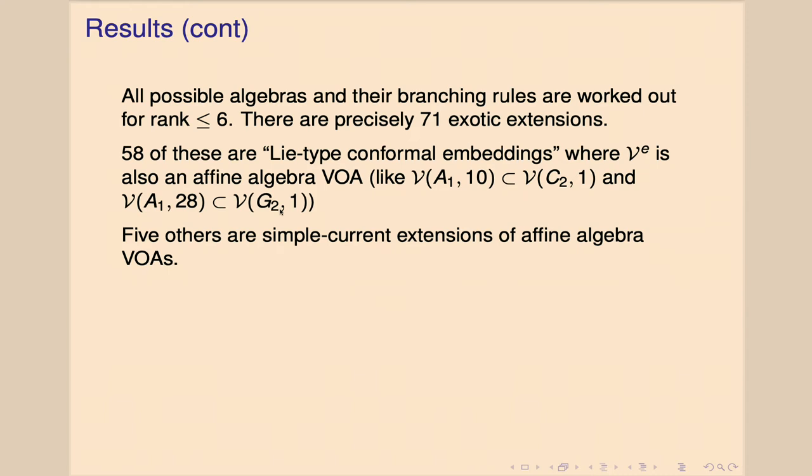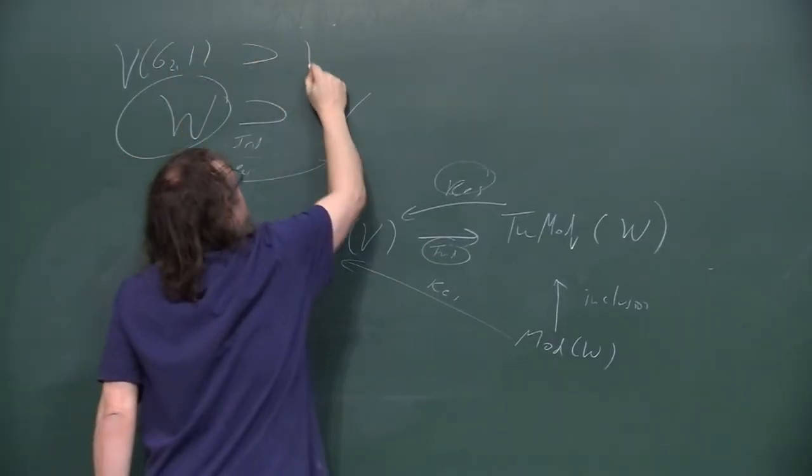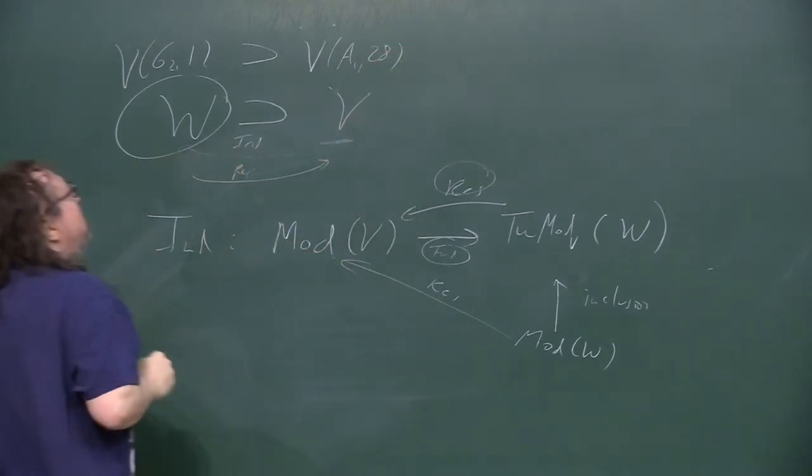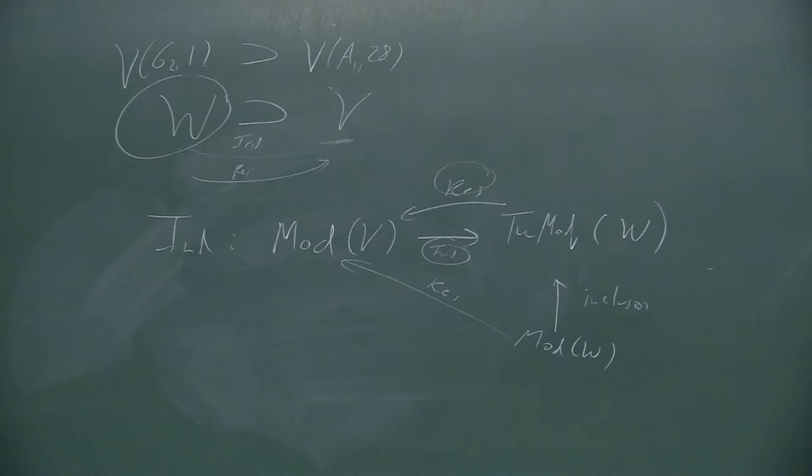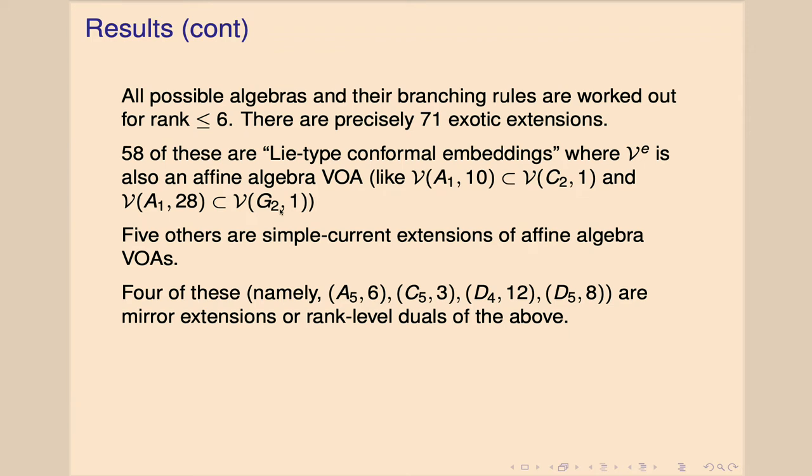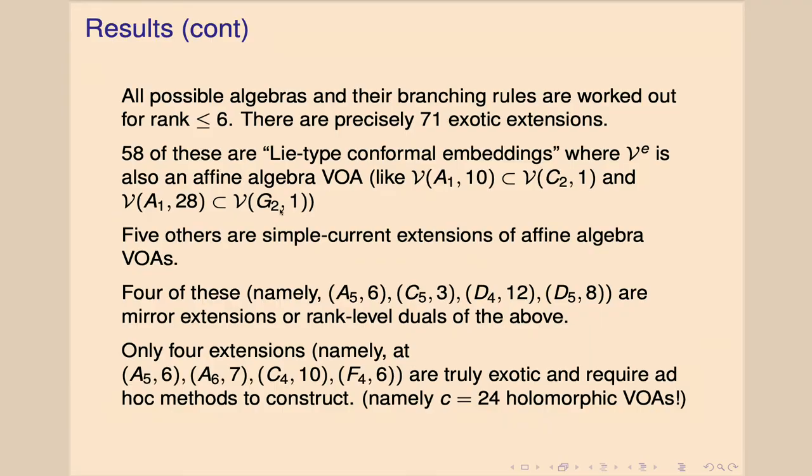The easiest source of these things is when this is also an affine algebra. We saw this, for example, in G2 level 1 containing A1 level 28. Almost all of these are of this type. These are Lie type conformal embeddings. There's a few that involve mirror extensions or rank-level duals. And there's only four, or I think five, extensions that are truly exotic. So this might not be right. To prove existence, which is the hardest thing, the best source comes from the c equals 24 holomorphic VOA classification. For example, you can see one of them right here.